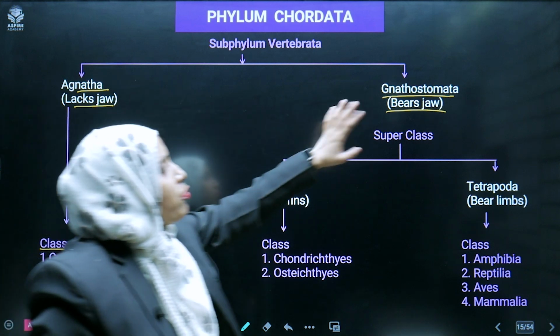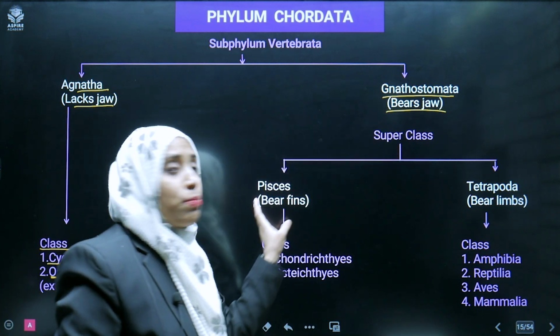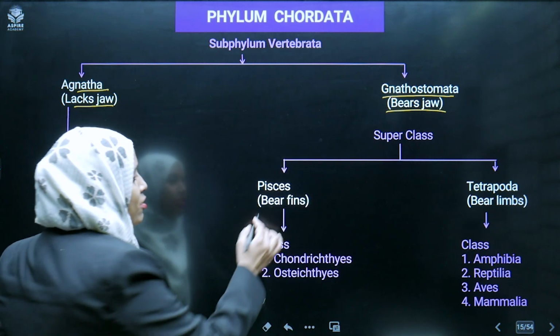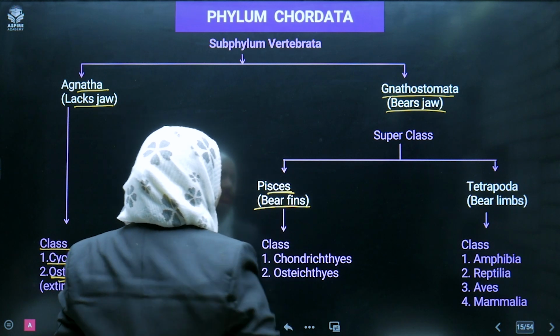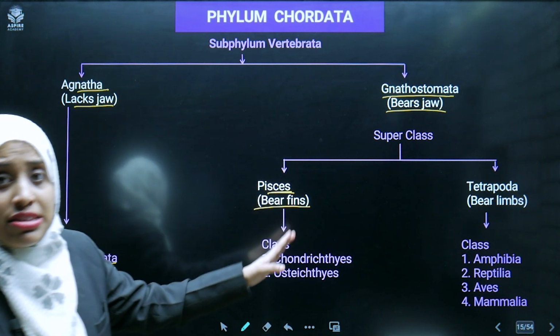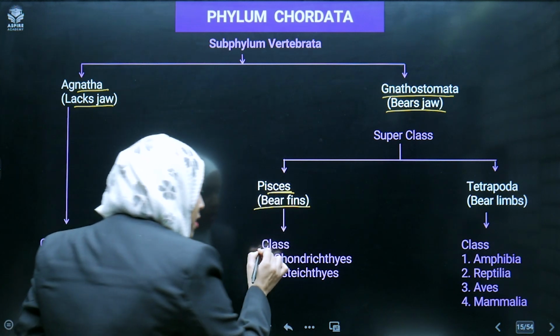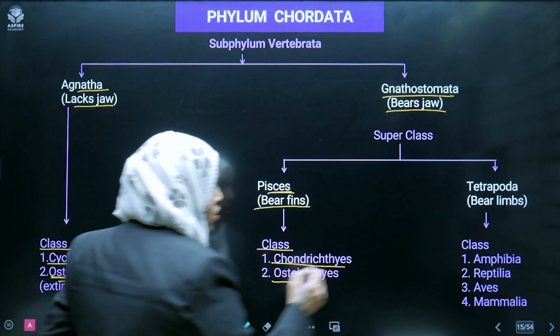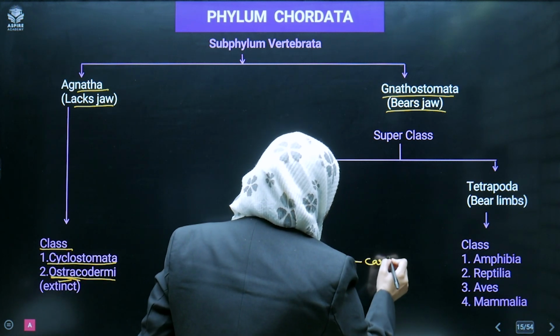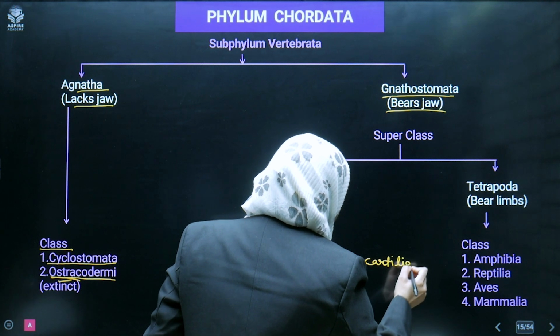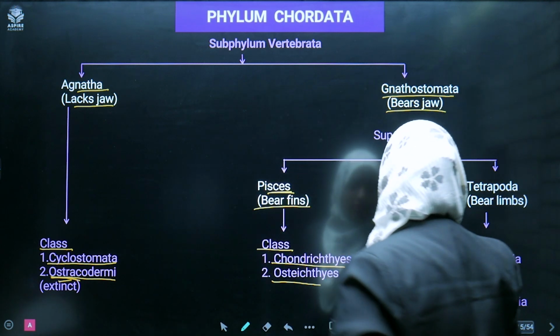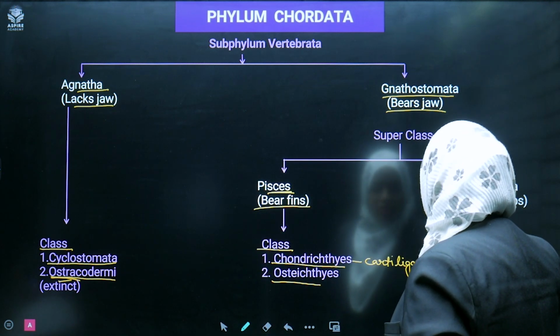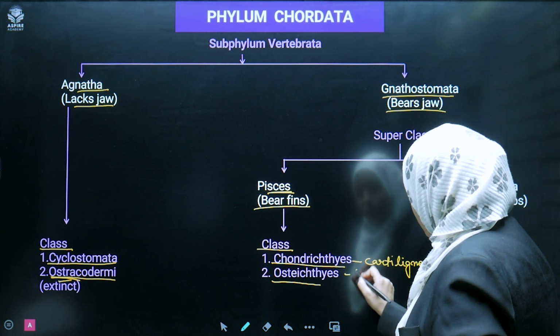Now finally we'll come to Gnathostomata, superclass Pisces and Tetrapoda. Pisces bear fins. What is the character of Pisces? They bear fins. And the most important classes in this are Chondrichthyes and Osteichthyes. These are the cartilaginous fishes. And this will be bony fishes.